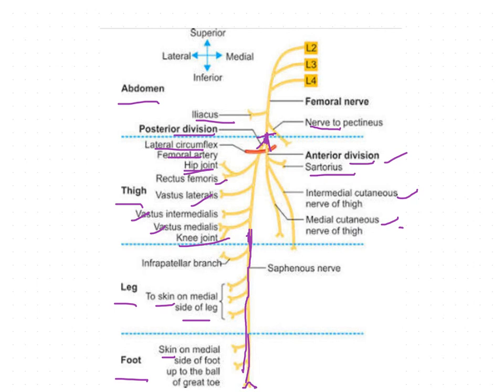So these are all the branches of the femoral nerve.